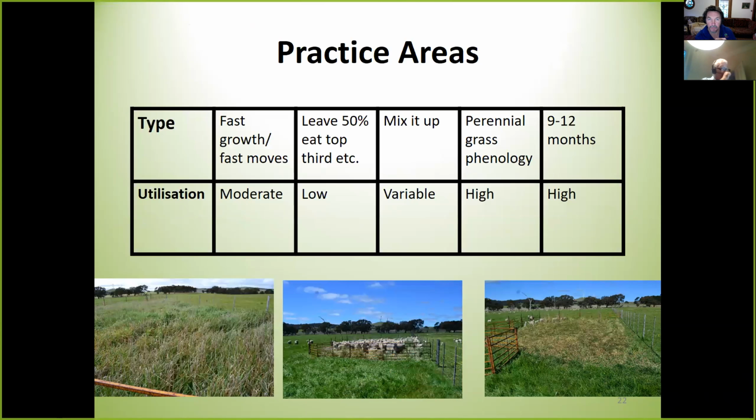I'm guessing that would be a question of impact. If you're not getting that impact on the landscape, then you're not giving other species an opportunity. A lot of people, especially if you apply tall grazing or have less utilization, use the rules where you're saying fast growth, fast moves, leave 50%, eat the top third. With kikuyu, well, you're just going to support kikuyu.